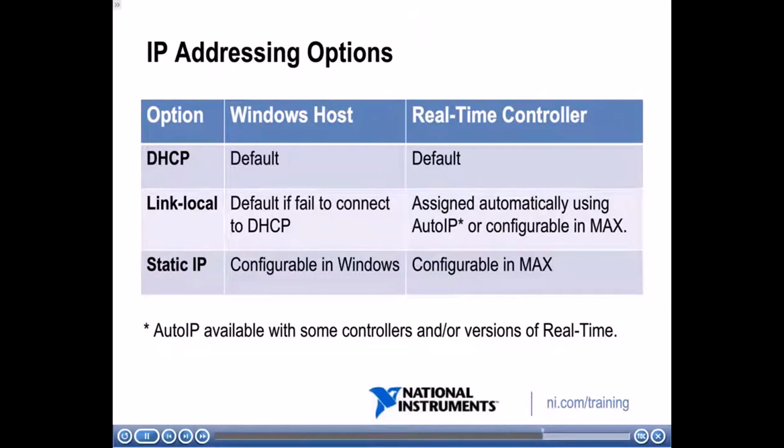However, you can also assign a Windows computer a static IP, and this is something that you can configure in the Windows environment. Now let's talk about IP addressing options with a real-time controller. If you're using a real-time controller, usually by default it'll look for a DHCP server when you first connect it to a network. And again, if the real-time controller has an auto IP feature, it'll look for the DHCP server first, and if it doesn't find one, then it'll use a link local address instead, which is again 169.254.something.something. You can also assign a real-time controller a static IP if you prefer instead. The way that you would assign a static IP address to a real-time controller is you would open up MAX, or the Measurement and Automation Explorer, and you would manually assign the static IP address there.